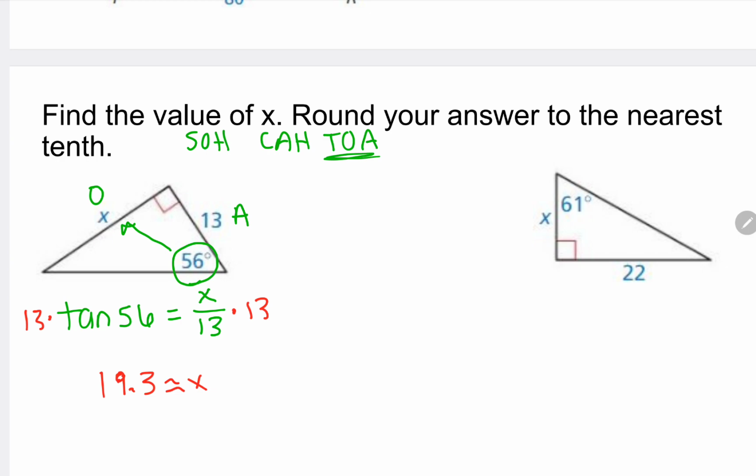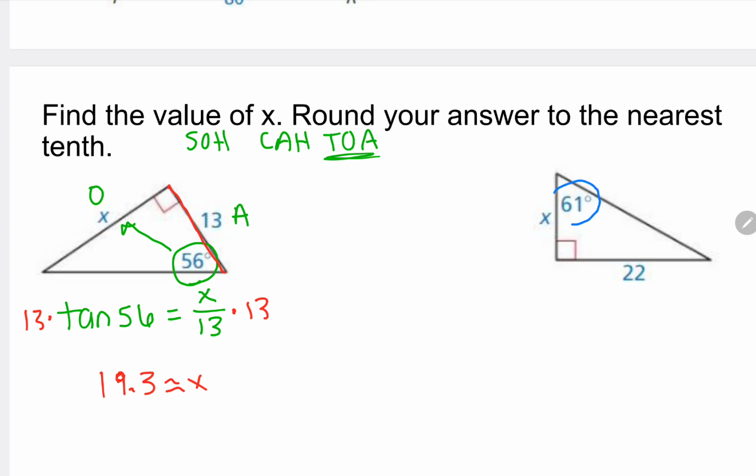Make sure your answer makes sense. If we would have gotten something like 0.12, that doesn't seem reasonable considering that this side length was 13. So make sure your answer makes sense. And if it does, then you probably typed it into your calculator correctly. So let's look at another example of that.